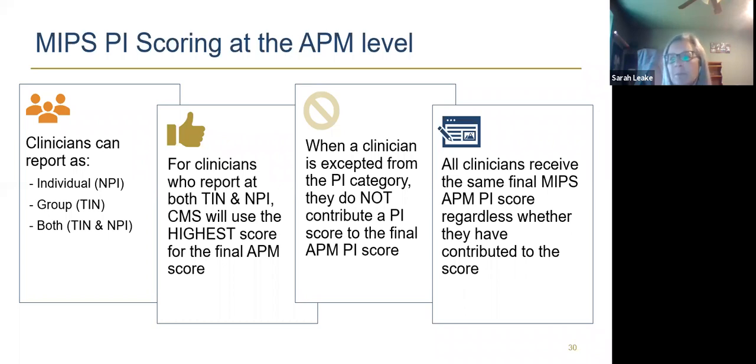If they report at both the tax ID and the NPI level, CMS chooses the higher score to include in that APM score. If a clinician is accepted and they do not report that PI category, then they are not calculated into that APM PI score. All clinicians receive a final MIPS APM score, regardless of whether they are contributing to that PI score or not. So whatever is calculated for that APM PI score will go for all clinicians within that APM.